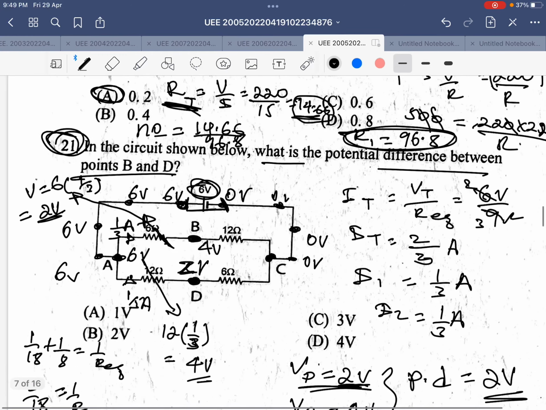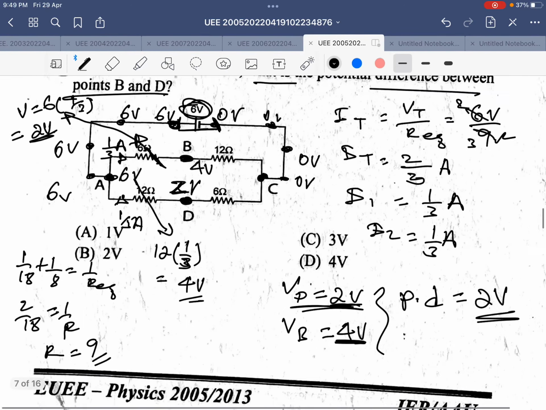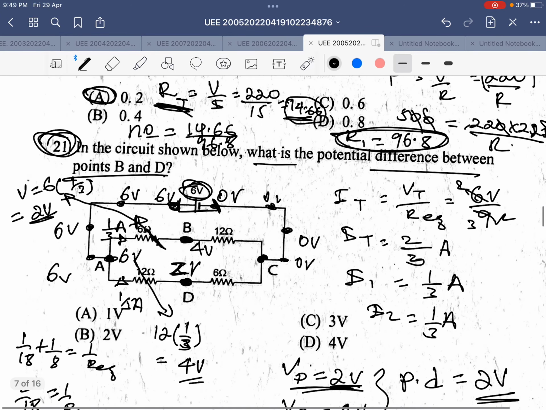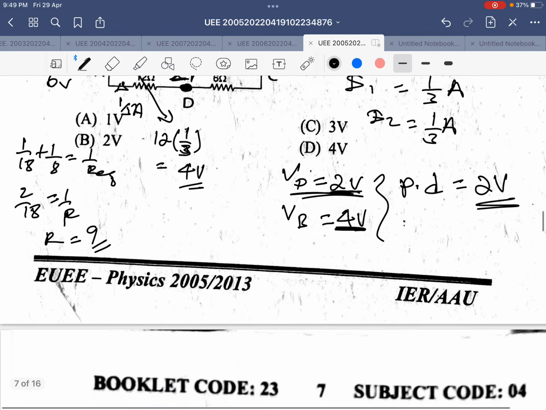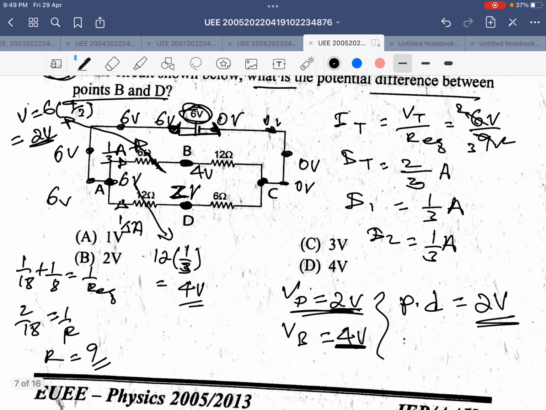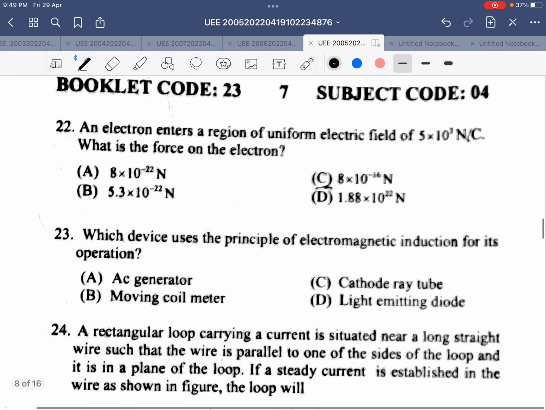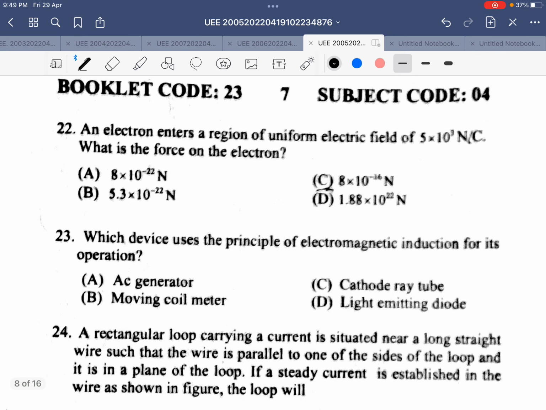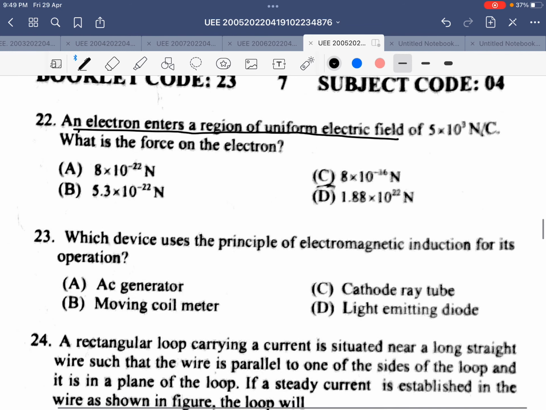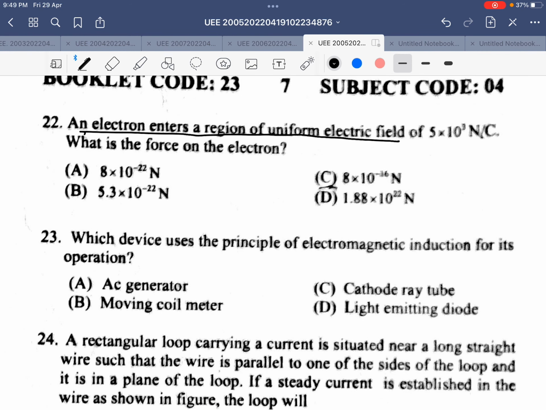This is the potential difference between these two points. Where is the choice? The choice is B. B is the answer. Okay, question number 22. An electron enters a region of uniform electric field of 5 times 10 to the power of 3 Newton per coulomb. What is the force on the electron?